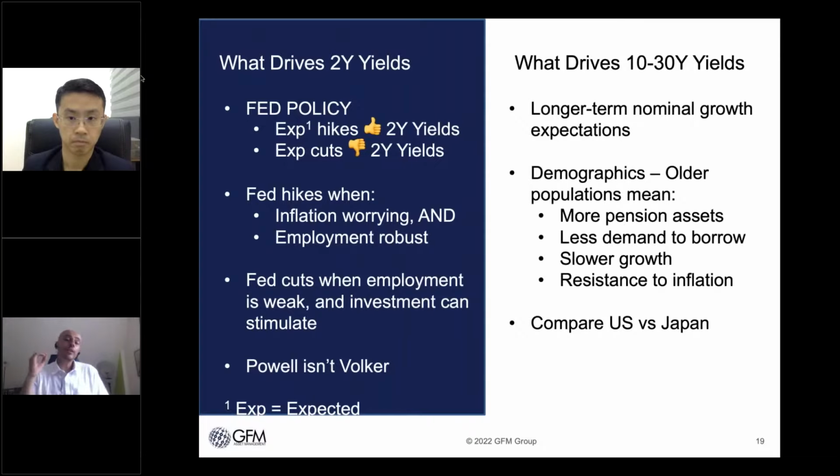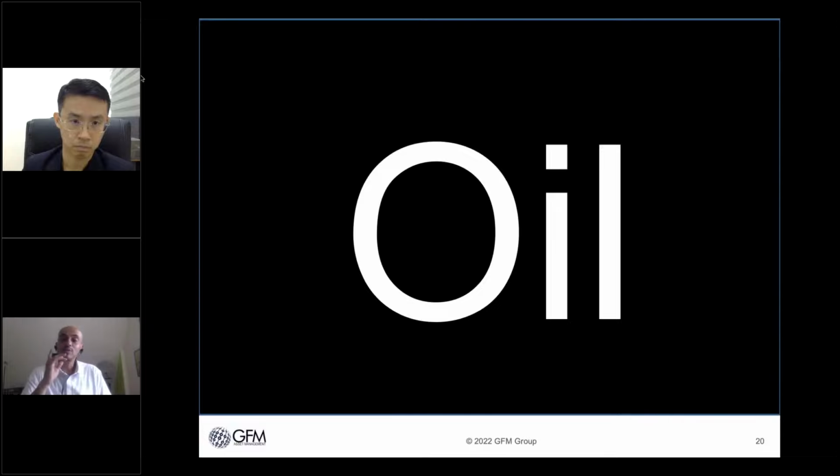It's also very, very heavily driven by demographics, as I mentioned. The older a population, the lower that country's interest rates. The reason Indonesia can have higher interest rates than the US is because Indonesia has a lot more young people than the US does. Those are the reasons that I mentioned: balance of pension assets versus demand to borrow, rate of economic growth, and resistance to inflation. A classic example I see here in the developed world is the US versus Japan. So that's interest rates. Now let's move on to commodities.